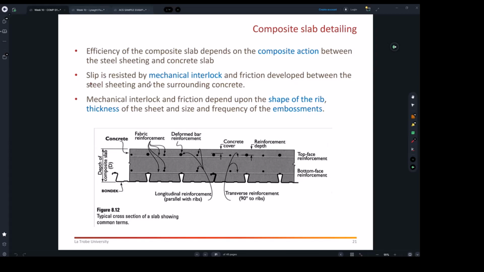We need to interlock them together. So we need to resist the slip, and that means we have to mechanically interlock the two materials together. And that's what we're doing with the profiling and all the grooving we have there. So the shape of the ribs, the thickness, and all that will help with this. And that's what the engineers take into consideration.